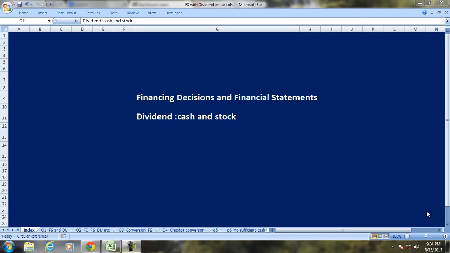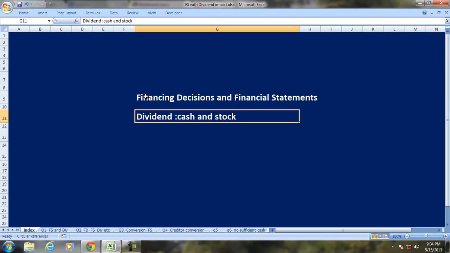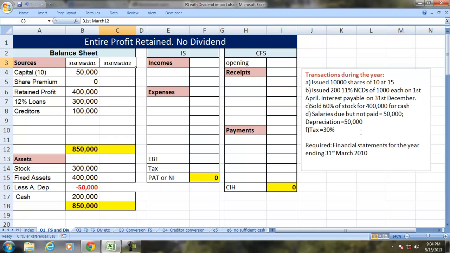In this session, we'll focus our attention on the financing decisions and financial statements. Along with that, we'll also understand the impact of the dividend, both cash and stock dividend, on the financial statements. Let us take an example.